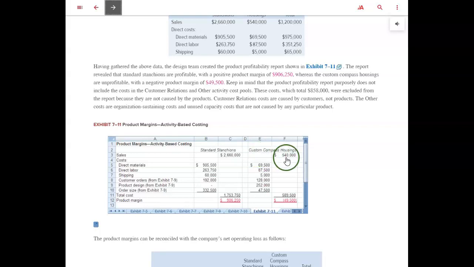This is showing us, after all this allocation, we are losing money on the custom compass housings, okay? And so we're losing $49,500 on this product. So this gives us detail per product on are we profitable or not for that product. You don't see this information in the typical cost accounting system. It's all sort of thrown together. You might have an overall profit. I think the company overall had a loss of $1,000 some odd dollars. But we don't know exactly why we're having that final result. Since we have at least two different products, we can see here when we use activity-based costing, we can find more detail.